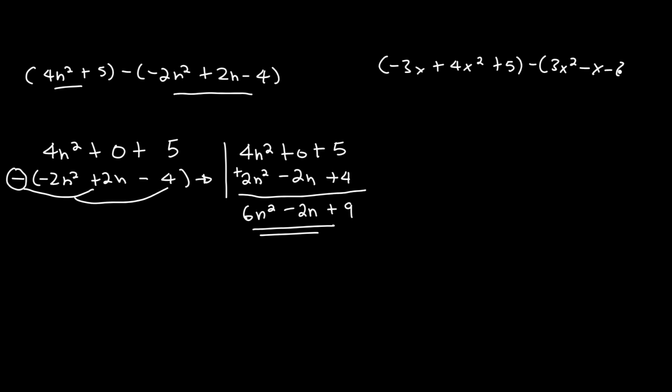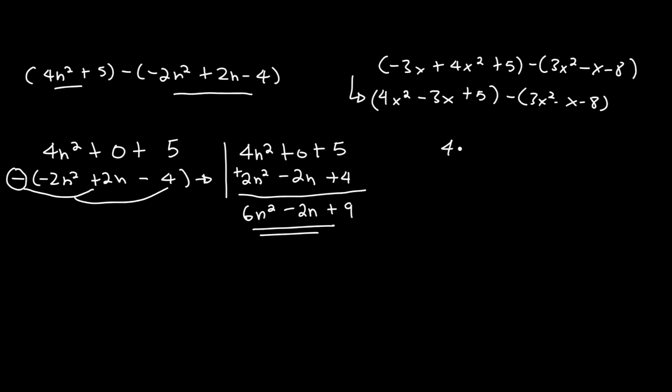Right, first thing, check out for the degree, so highest to lowest. So the first term, we need to arrange this first term. So it's 4x squared minus 3x plus 5. And this term is okay, so let me just rewrite it one more time here. And let's go ahead and use the vertical method.